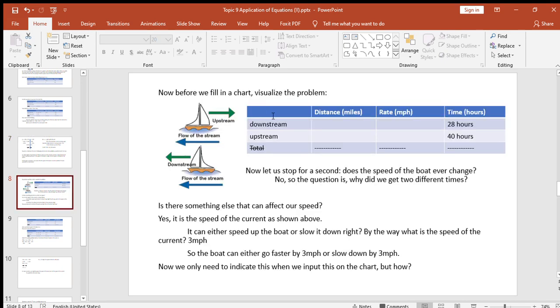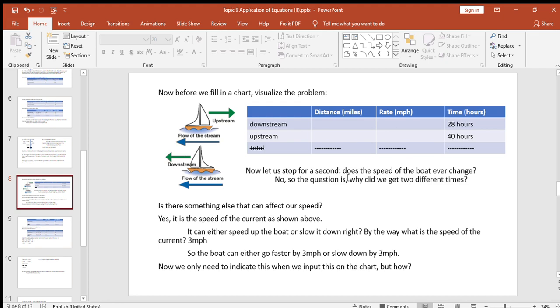Before we fill in the chart, let's visualize the problem. So imagine this is the boat and it's going downstream. This is the first scenario, the bottom part is the first scenario. As you can see, the speed is the same. The flow of the stream is the same, right? So let's fill in the things we know right now. Well, we know downstream goes for 28 hours. Going upstream costs us 40 hours.